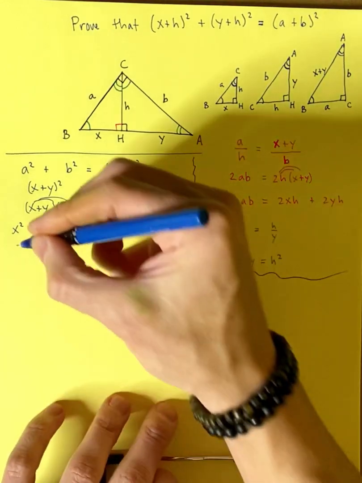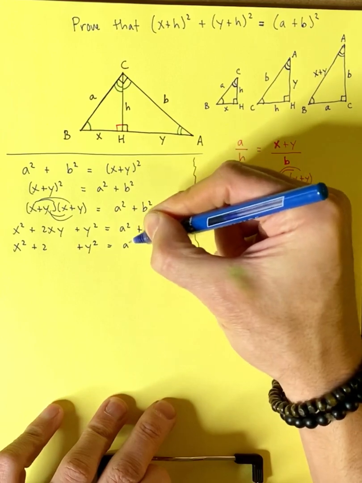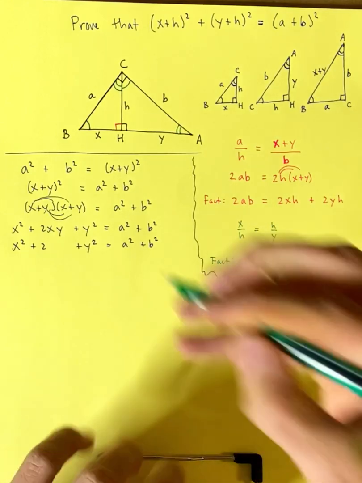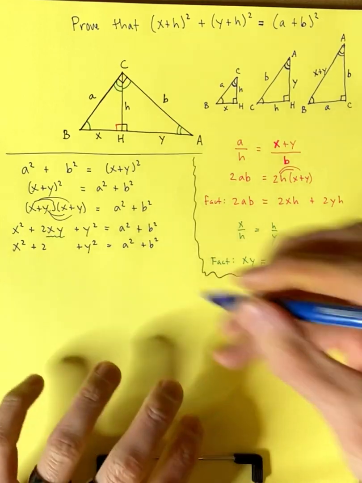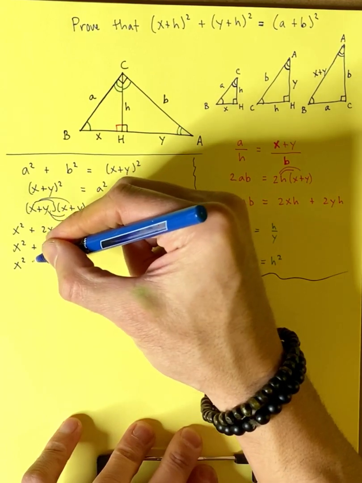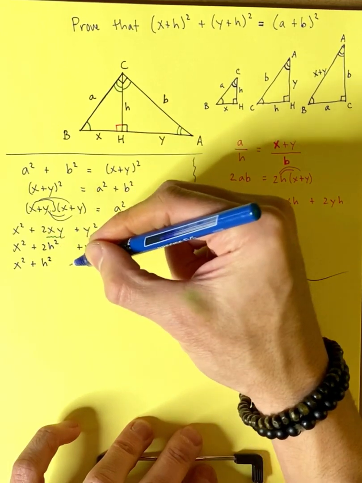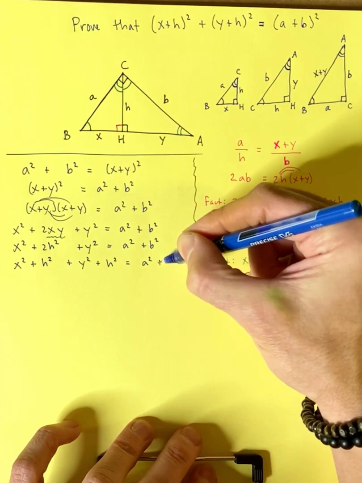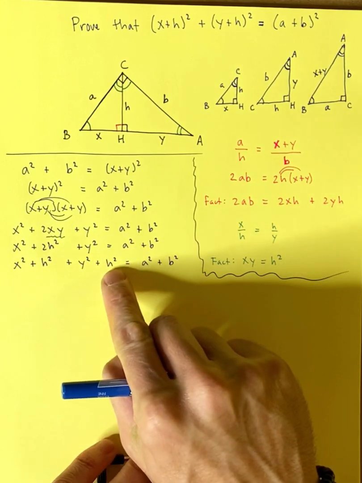Now watch what I do. Instead of xy here, I'm going to use this fact that says xy is the same as h squared. So I'm going to call this h squared. And then watch what I do: x squared plus, let's say, h squared plus y squared plus h squared. So I ripped apart the 2h squared into 1h squared and 1h squared. So that's my 2 right there.